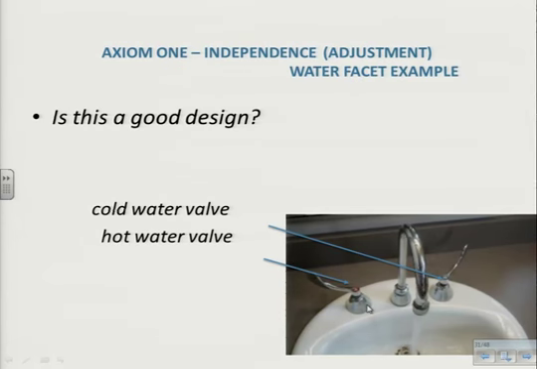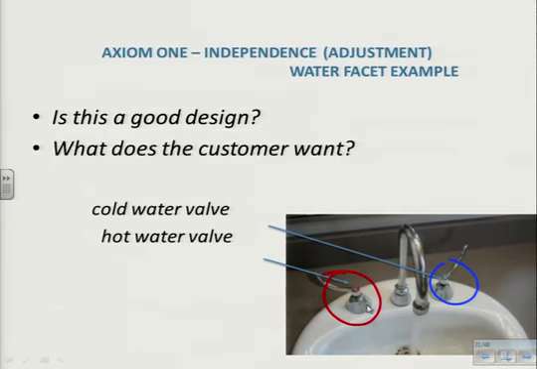This is water faucets. And the question is, is this a good design? So what do we have in this design? We've got a cold water valve, and we've got a hot water valve. Is that a good water faucet design? Well, how do you decide if it's a good design? Well, first we need to know what the customer wants. So is this satisfying a customer need?